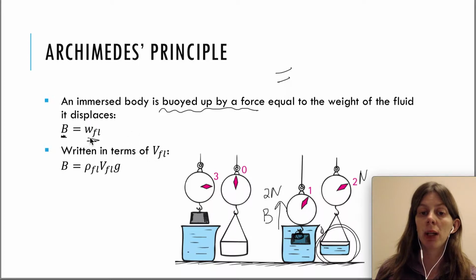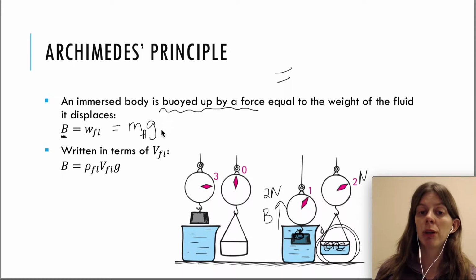And let me do this because it's very important. We know that weight is equal to mg. So the weight of the fluid displaced, the weight of this liquid right in here, is equal to the mass of the fluid displaced times g.